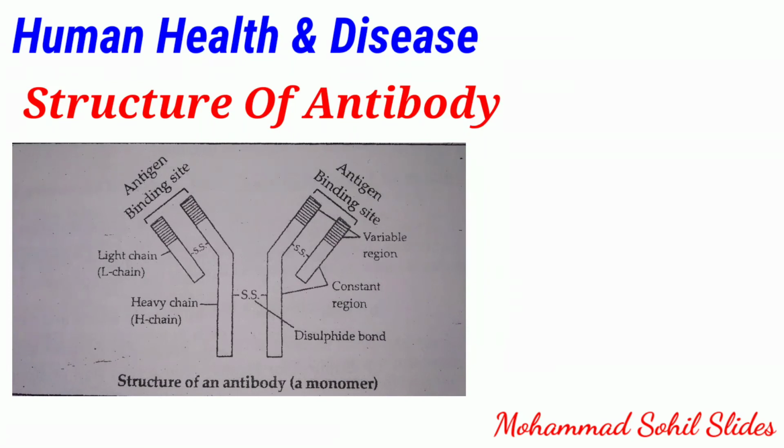Both two light chains and two heavy chains are linked together by 3 disulphide bonds to form a Y-shaped molecule. The tips of the variable regions of both light and heavy chains form two antigen binding sites, that is paratopes. It forms an antigen antibody complex.